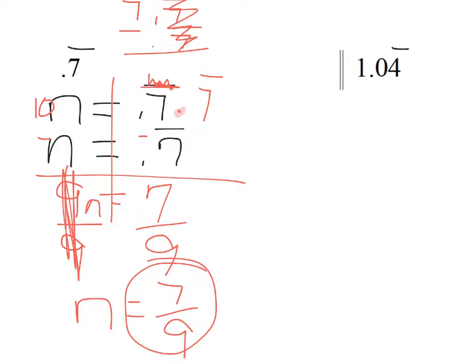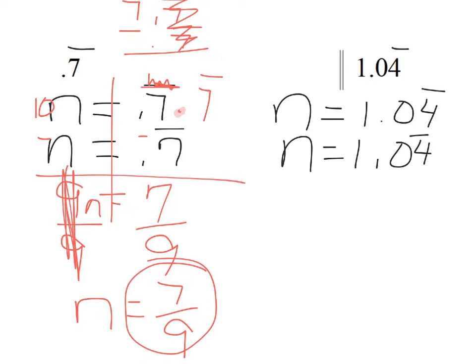It's a little trickier because I only have one digit that repeats and I have two digits that don't repeat. Let's look at this one. I'm going to start out the same way. I'm going to write down twice that the number is 1.04 repeating. So the number is 1.04 repeating.